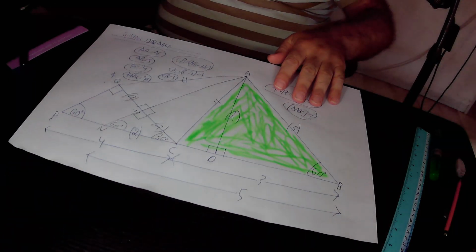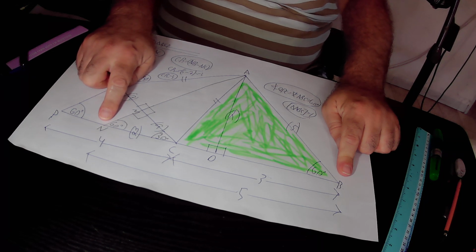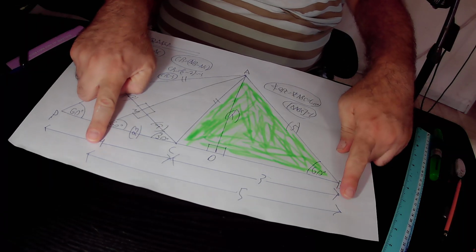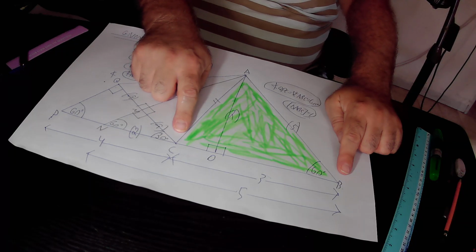So actually, this is side NB of the equilateral triangle ANB, that is equal to 5 units in its length. What is the length of this missing side CB?